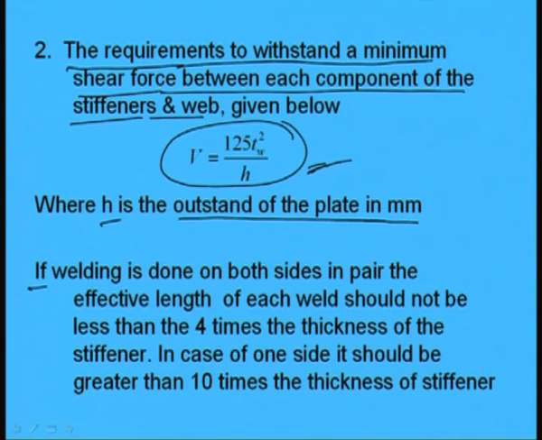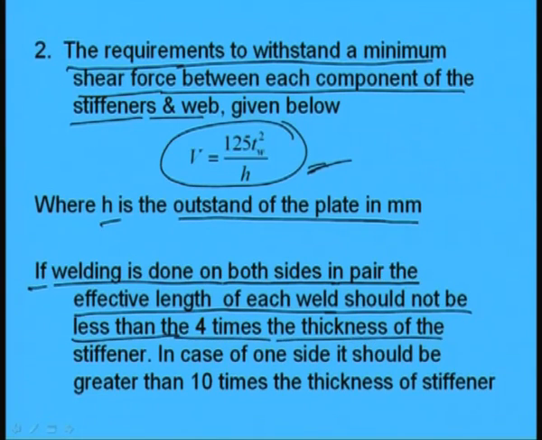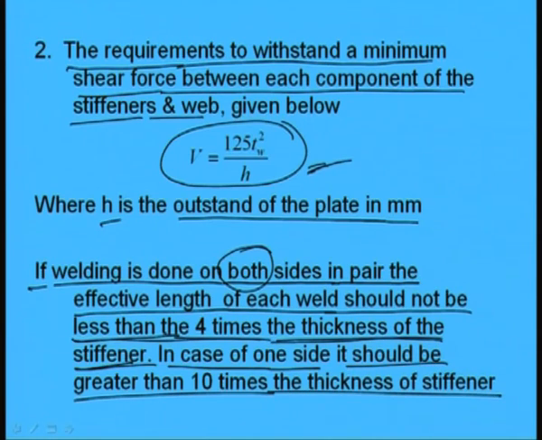Now, if welding is done on both sides in pair, the effective length of each weld should not be less than 4 times the thickness of the stiffener. Right. Remember, if welding is done on both sides in pair, the effective length of each weld should not be less than 4 times the thickness of the stiffener. In case of one side, it should be greater than 10 times the thickness of the stiffener.